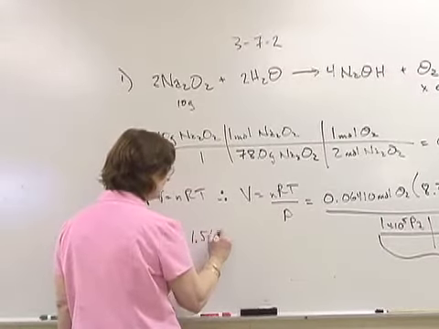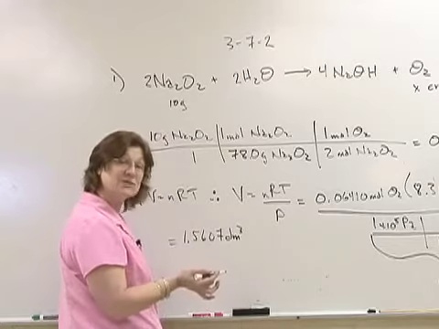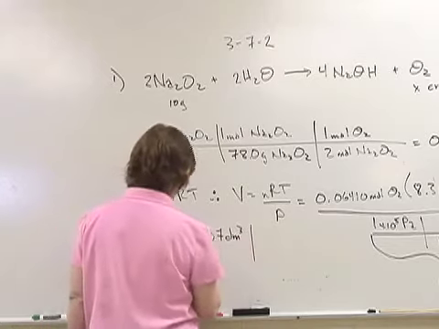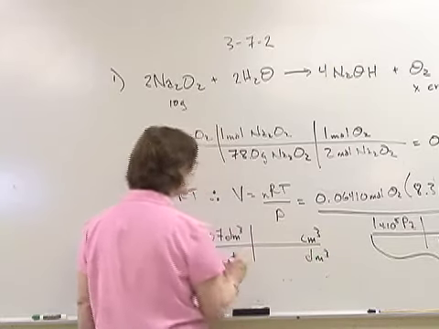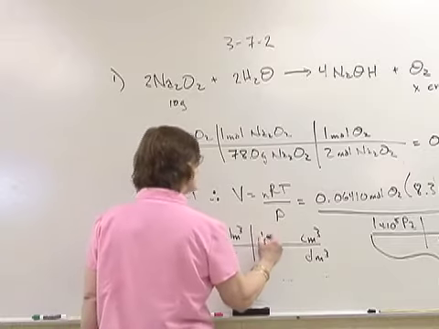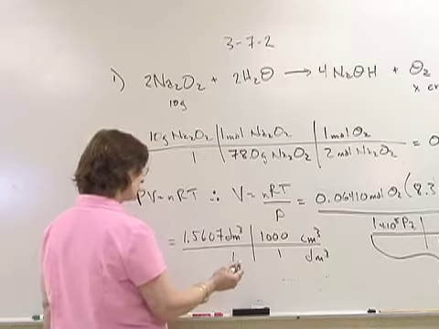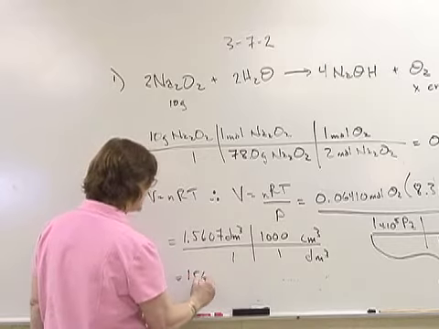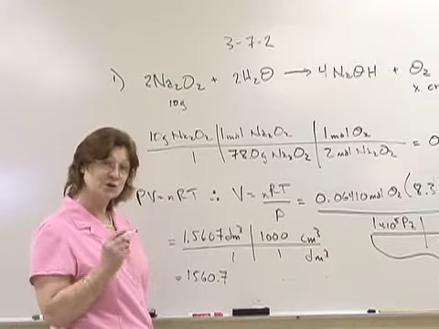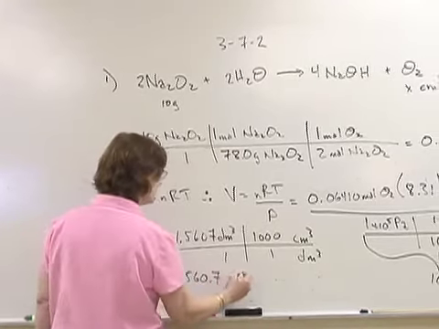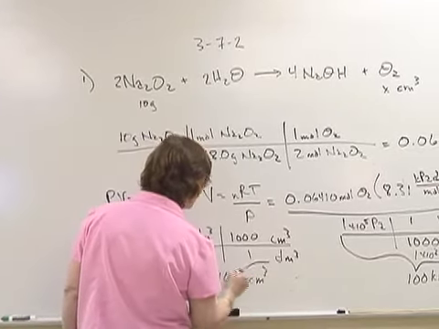Now, when I do the math here, I am going to get 1.5607 decimeters cubed. And because the question is asking for centimeters cubed, I will again make a conversion, what I'm looking for in the top and what I want to cancel in the bottom. And there are 1,000 centimeters cubed in 1 decimeter cubed. And therefore my answer here is 1560.7. I look back to my original problem and I want 2 significant digits, and therefore it is 1,600 centimeters cubed as my final answer.